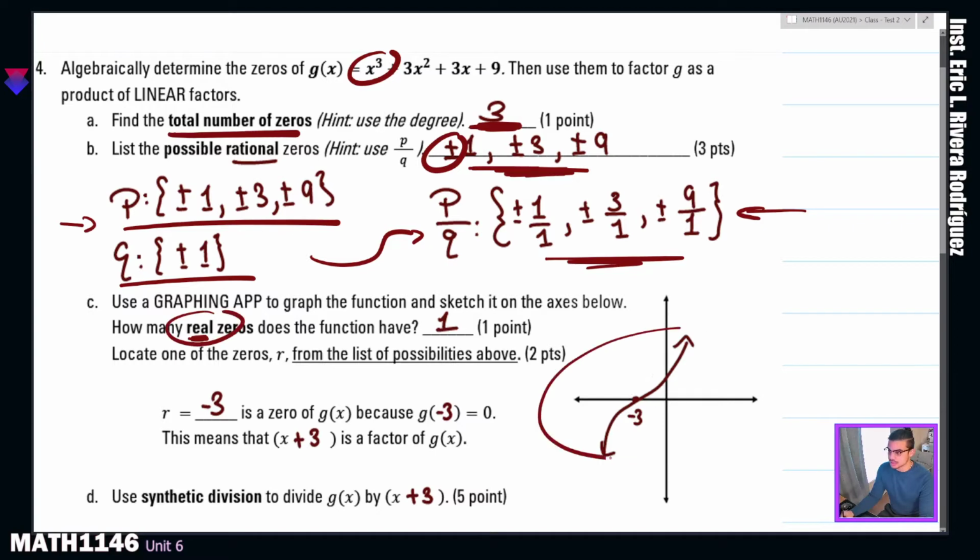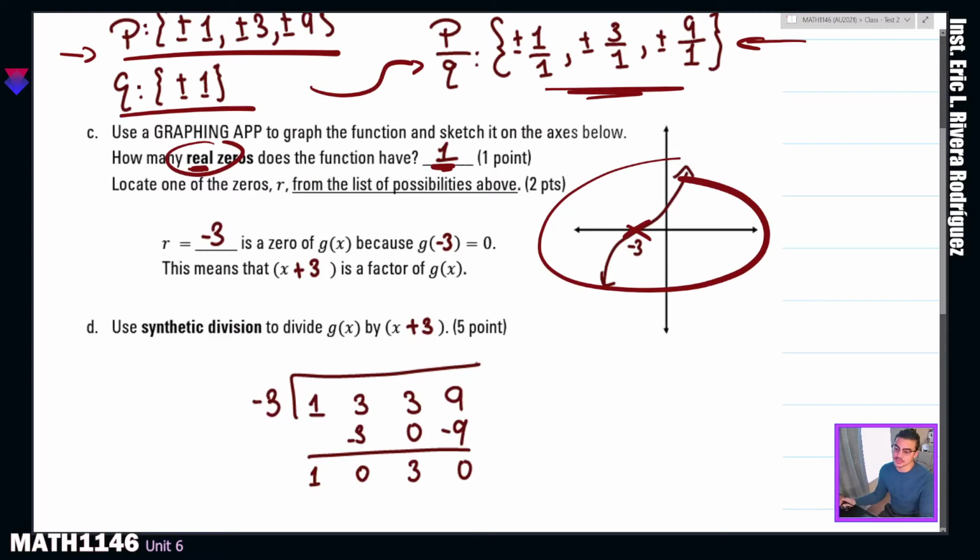As you can see here, this is a representation of the graph. We have only one x-intercept, meaning we have only one real zero. From that zero, we can get the root of the polynomial, r equal to -3. We know that the value of the polynomial function when x is equal to -3 is 0. Hence, the factor, remember that we use x minus r, so x minus -3 is x plus 3.